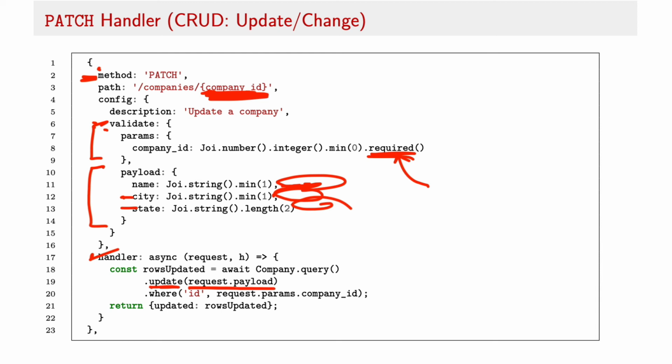I'm also, in this case, waiting for the return value to come back to tell me how many rows were updated, and then I'm creating a JavaScript object that will be converted to JSON in the response back to the client. So very similar kind of approach here.